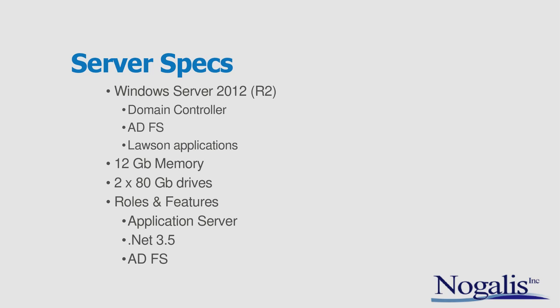And then for your ADFS server, you want to give at least 12 gig of memory, 2 80 gig hard drives, and then you're going to install roles and features on that server. The application server role you're going to install, and be very careful to select all of the components that go with the application server. So check all those boxes, make sure the whole thing gets installed. .NET 3.5 you're going to need, and then obviously you're going to install the ADFS role, and then your implementation partner can configure that, but it is a basic configuration, so if you choose to configure it yourself, that is fine as well.